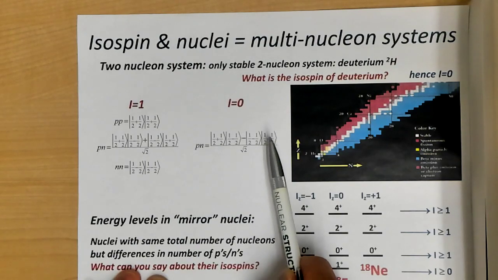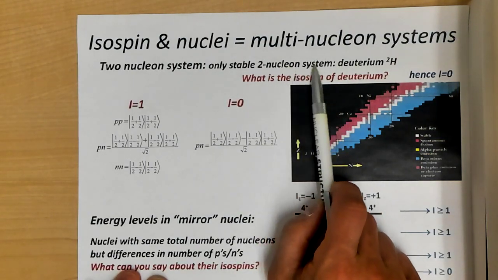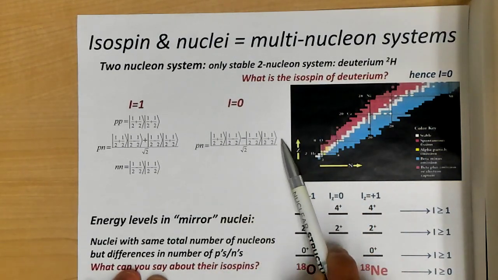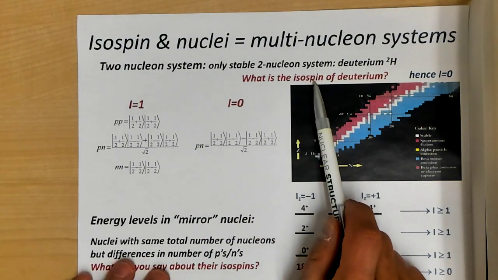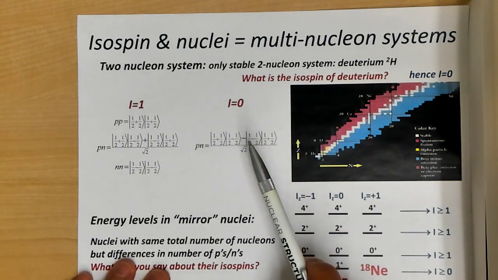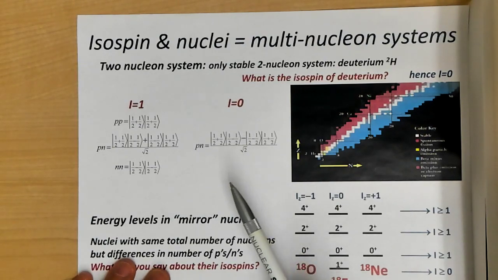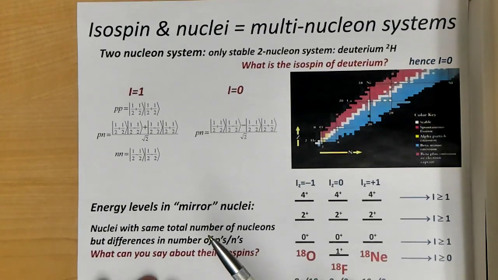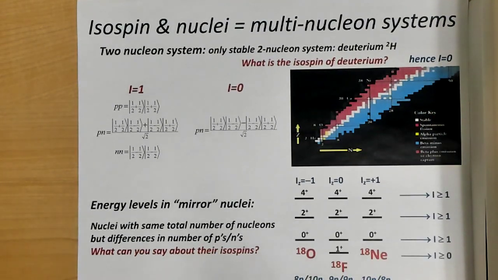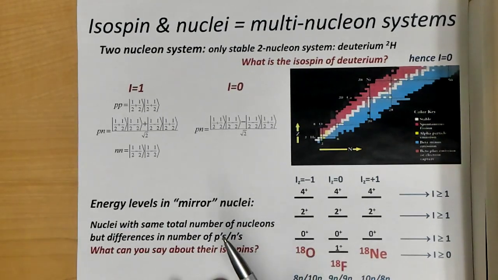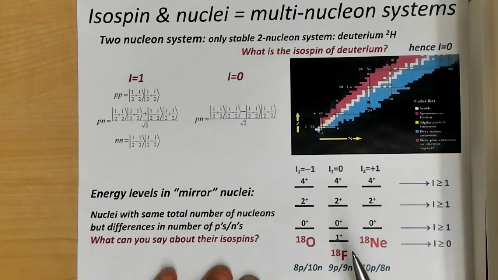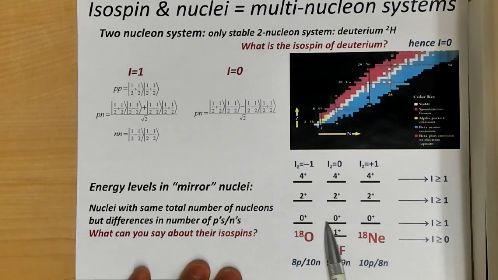Now the deuteron is the only stable 2-nucleon system, and that corresponds with the isospin 0 state. If you were to ask what the spin of the deuteron is, it ends up being 1. So J equals 1, but isospin is equal to 0. So this idea of isospin representations can be applied to heavier nuclei. In particular, we can talk about different states that belong in different representations across different nuclei.